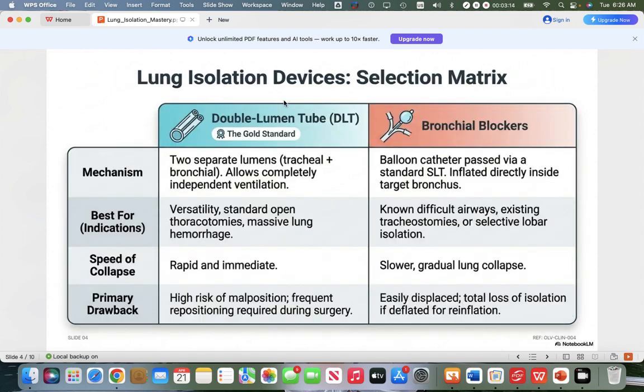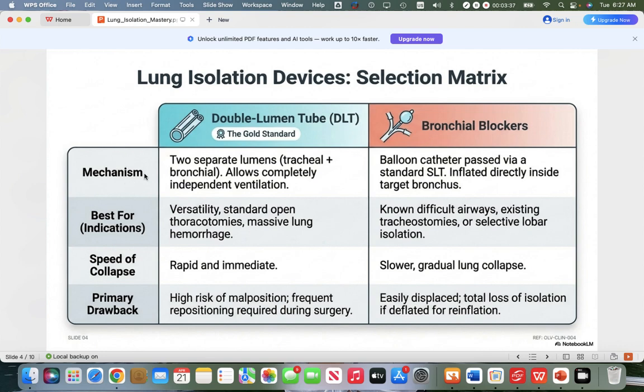So, what is the lung isolation device selection? There are two mechanisms of isolation. The first one is the double lumen tube. It is two tubes sending the oxygen to the right and to the left. While the second one, the bronchial blocker, is direct. The tube goes to the lobe or to the bronchus.